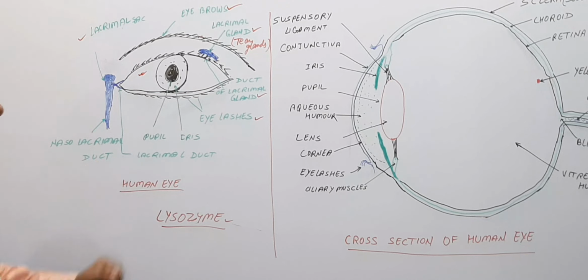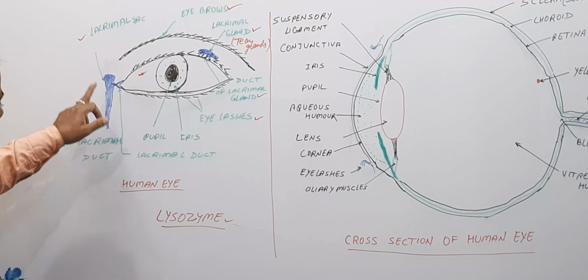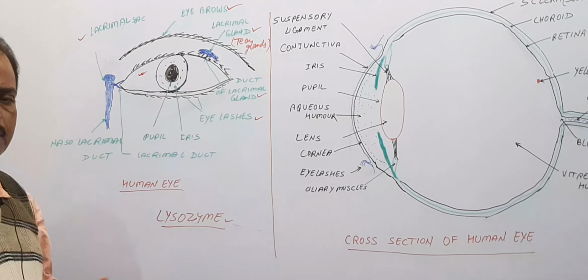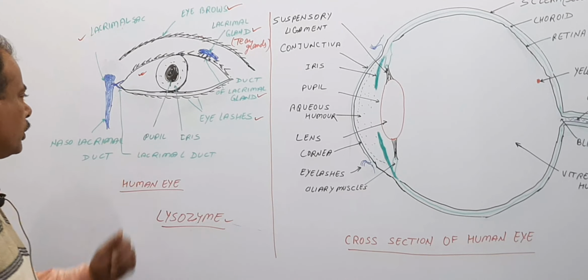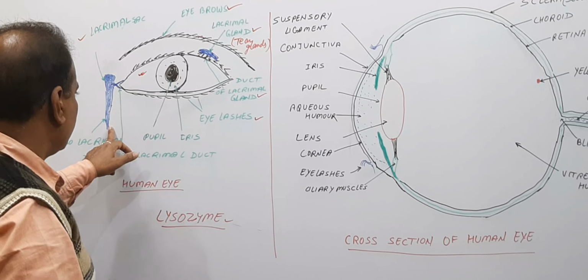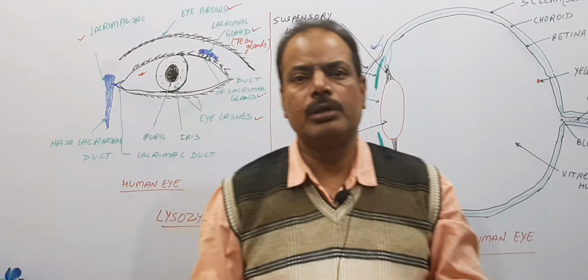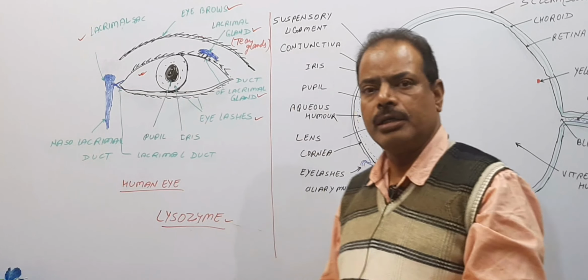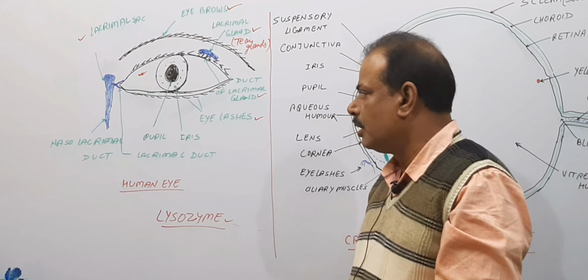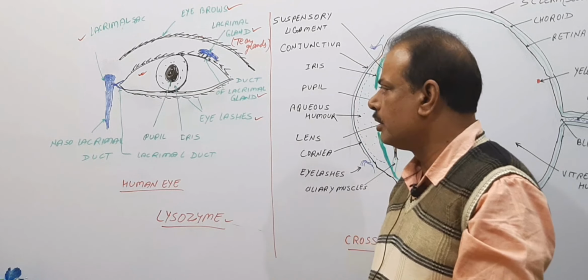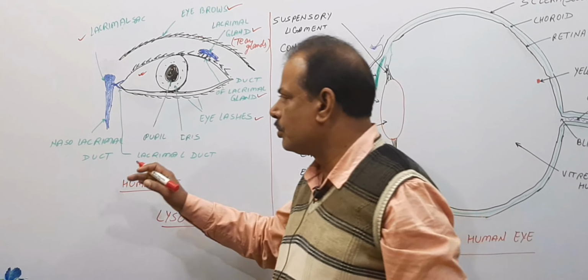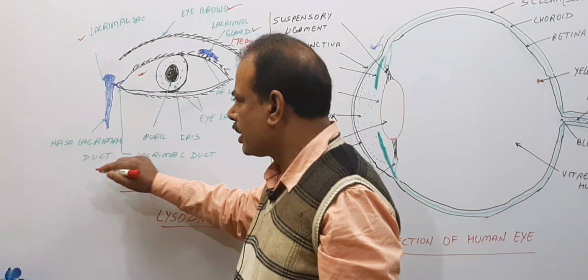And again this is the nasolacrimal duct, and through this duct the lacrimal sac is connected with the throat, and sometimes when we pour some eye drops in our eye, then we can feel its flavor in our mouth and nose due to the presence of the nasolacrimal duct.